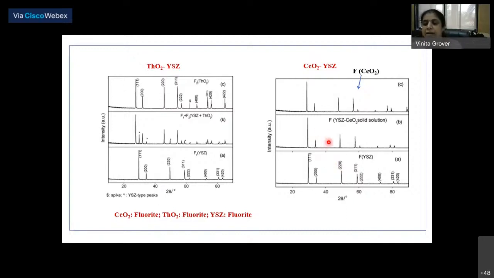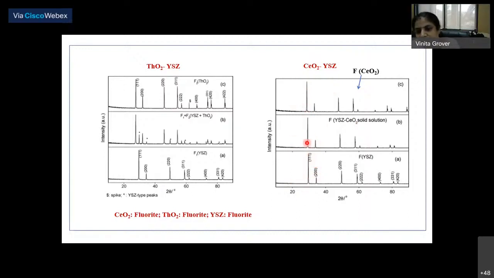I cannot see any set of peaks which correspond to YSZ or any set of peaks which correspond to ceria. I observe only one set of peaks which, by my experience, and those of you who do XRD know, belongs to the fluorite-type phase. So what XRD tells me is that you have observed a single phase which takes up the fluorite-type structure.